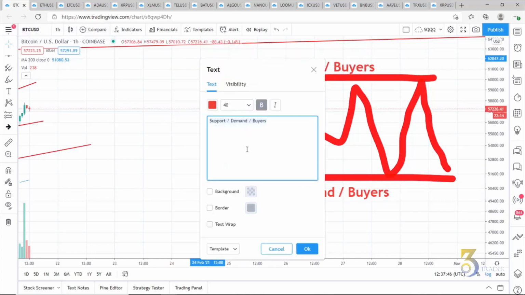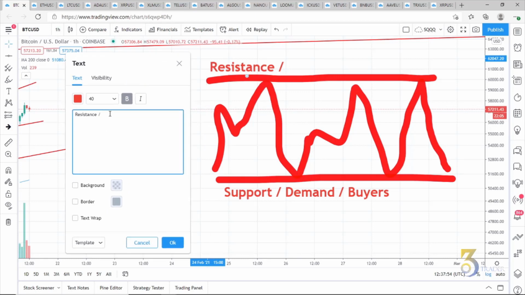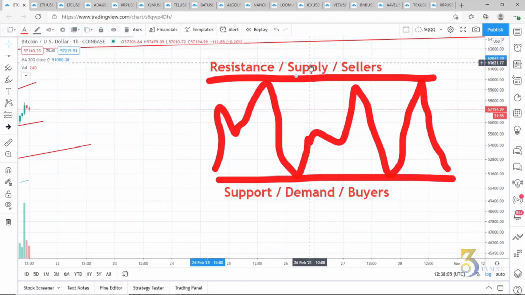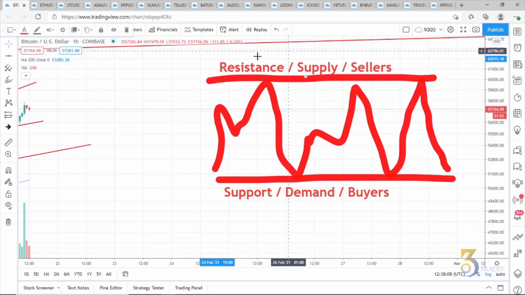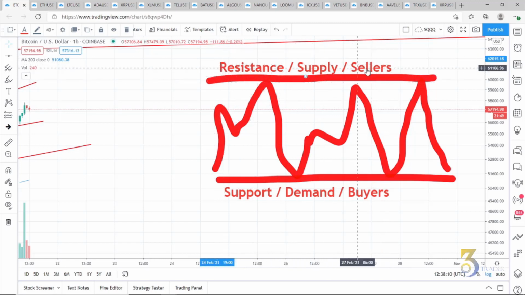So if we do that on the top, this would be resistance, supply. All right. So this is basically the fundamental thing. This is the undercurrent of what is going on with this line. So this line as resistance acts as a supply area, meaning there is an availability of sellers at the market at this level.